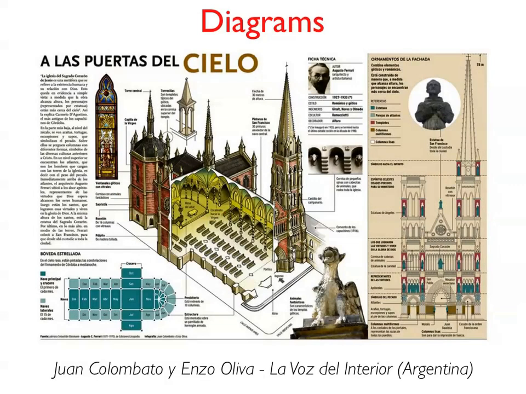What you're seeing right now is an infographic published by La Voz del Interior, one of the main newspapers in Argentina. It shows a cutaway of the Church of the Sacred Heart, which is one of the architectural landmarks of the city of Córdoba. This church is a masterpiece of the neo-Gothic style of the beginning of the 20th century. And this is a wonderful infographic, isn't it?